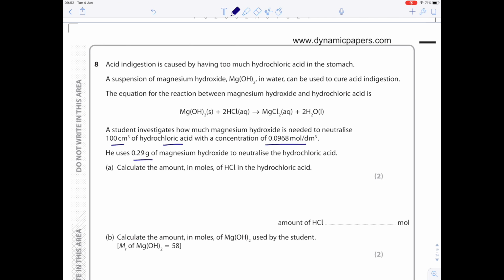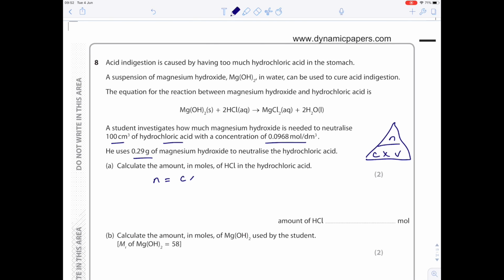Calculate the amount in moles of HCl in the hydrochloric acid. So I'm using this formula triangle, which states that number of moles is concentration times volume. We've been told that the concentration was 0.0968. The volume is 100 centimetres cubed, which I need to convert to decimetres cubed by dividing by 1,000. And you'll get a value which is 9.68 times 10 to the minus 3.